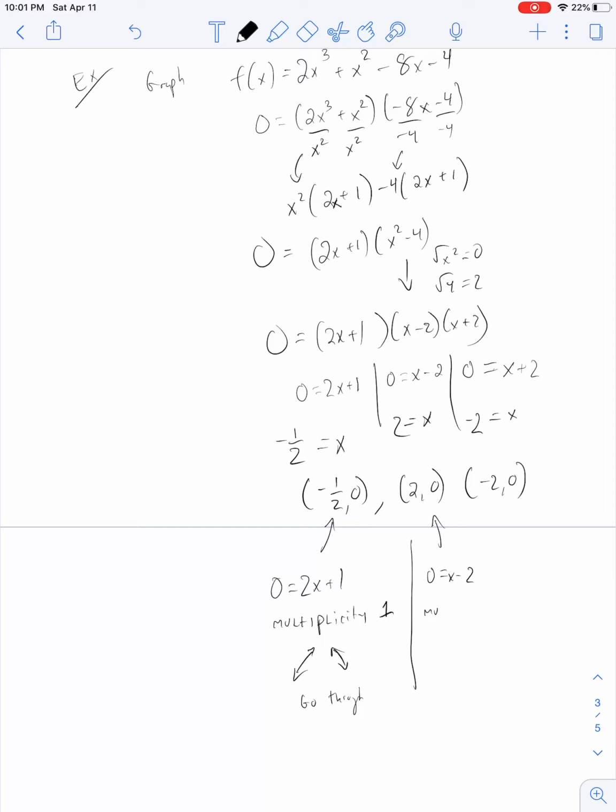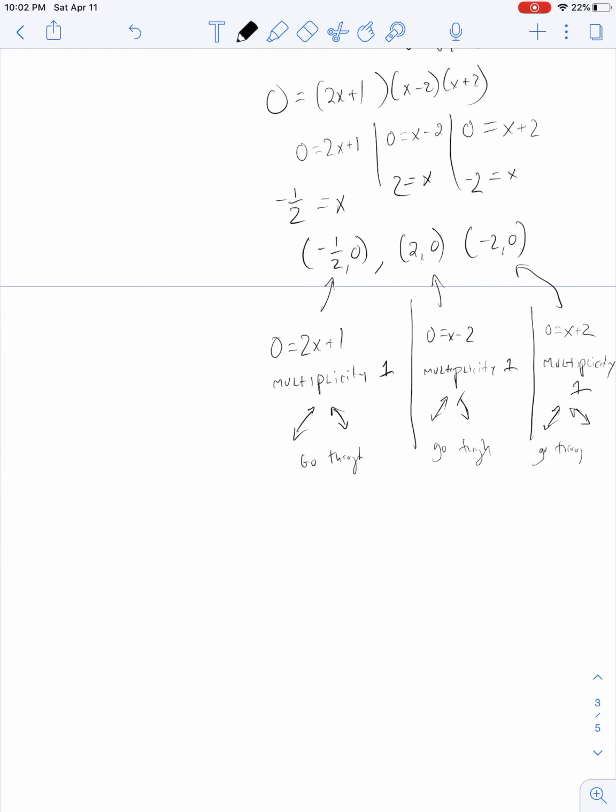This one came from 0 equals x minus 2. Multiplicity is 1. So once again, it's either going to be like that or like that. And the same thing with this one. That came from 0 equals x plus 2. Multiplicity is 1, so it's going to go like that or like that. Once again, these all go through. They're going to go through like a line.